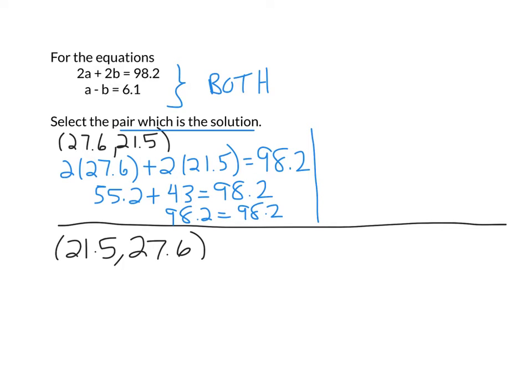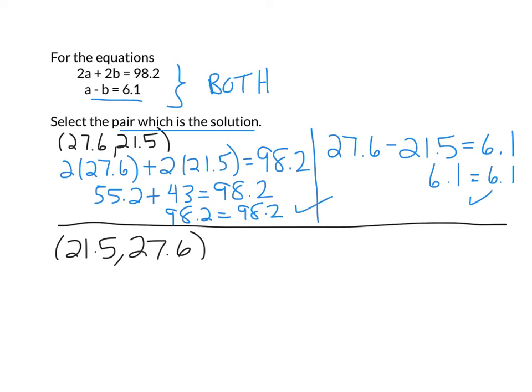Now, we can't make the assumption yet that it's a solution because we have to plug it into our second equation, the a minus b equals 6.1. So we're going to substitute our value of a of 27.6 minus b, 21.5, equal to 6.1. And 27.6 minus 21.5 does come out to be 6.1. So therefore, it satisfies both equations. So we can conclude that the 27.6 and 21.5 is a solution for both of those equations.